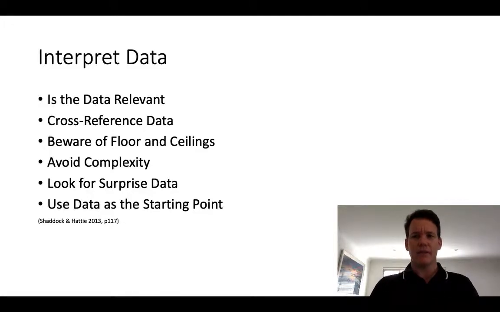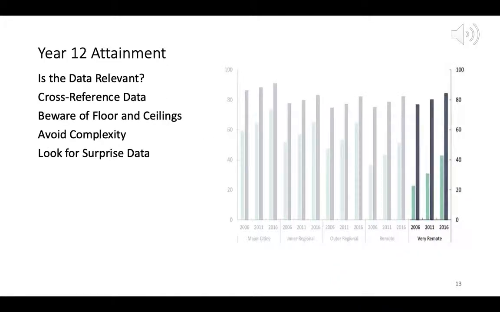Having the data is one thing, however, using it effectively takes a level of interpretation. Shaddock and Hattie outline a series of steps to be undertaken. They are to verify the data is relevant, cross-reference the data, watch out for floor and ceiling effects, avoid complexity in your analysis, look for surprises, and only use data as the starting point. Let's have a look at the data that we've just seen and analyse it against these points.